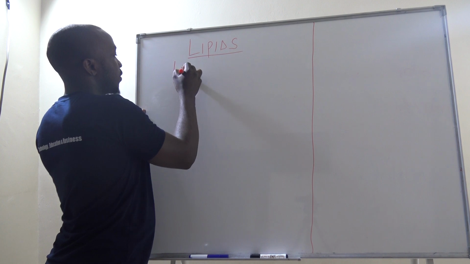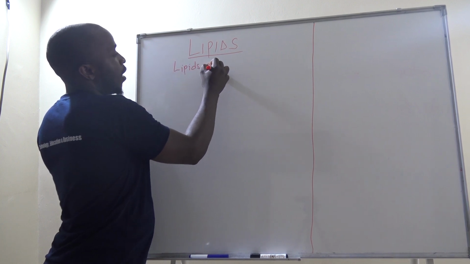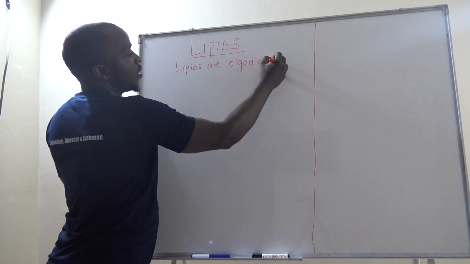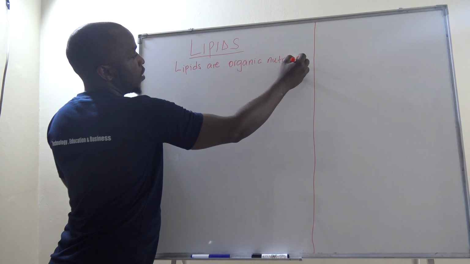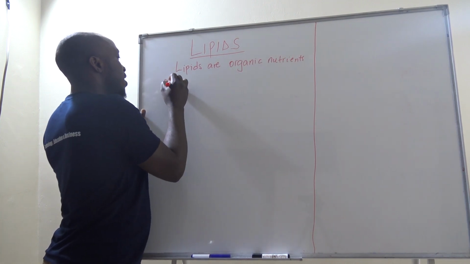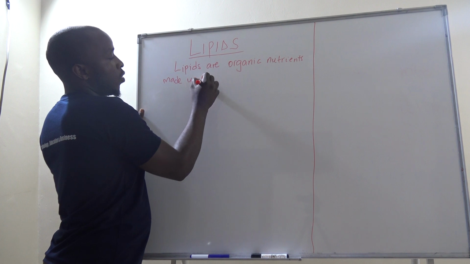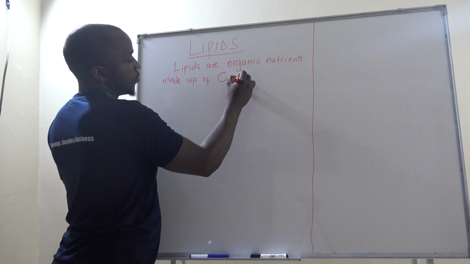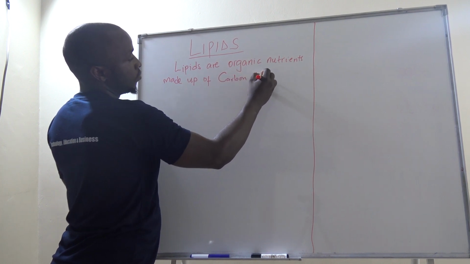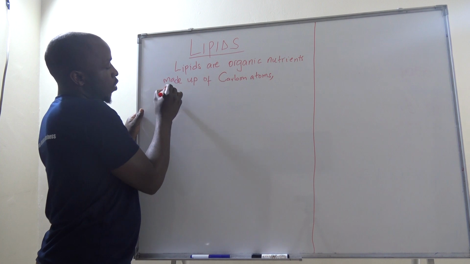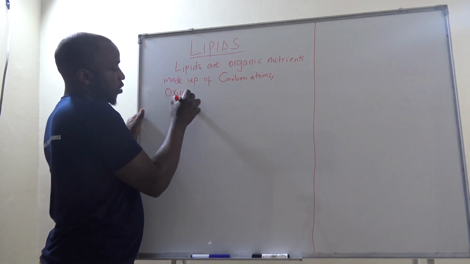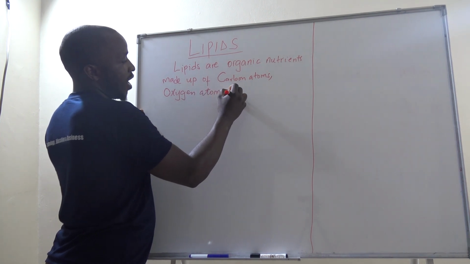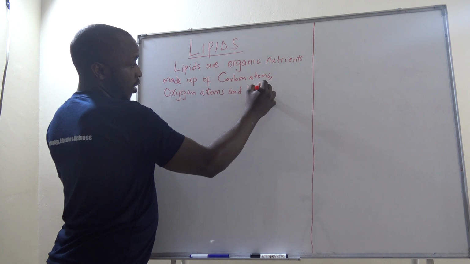So lipids are organic, we call them organic nutrients, organic compounds, made up of carbon atoms, oxygen atoms, and hydrogen atoms.